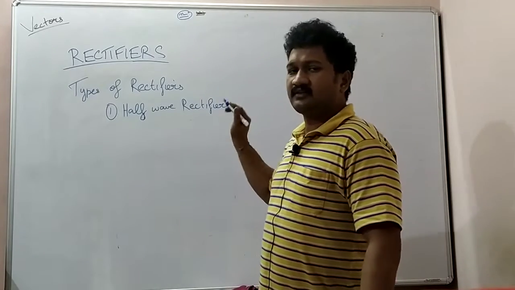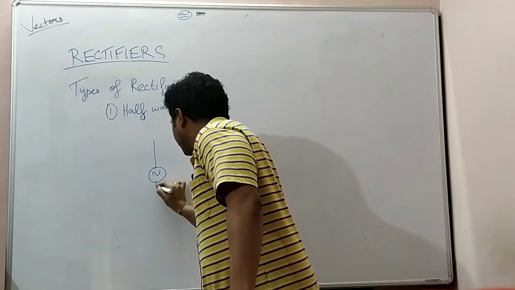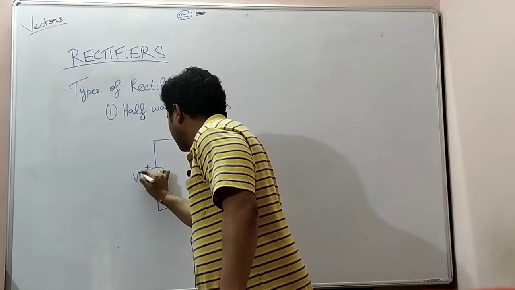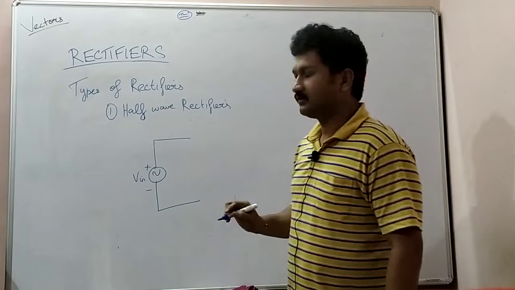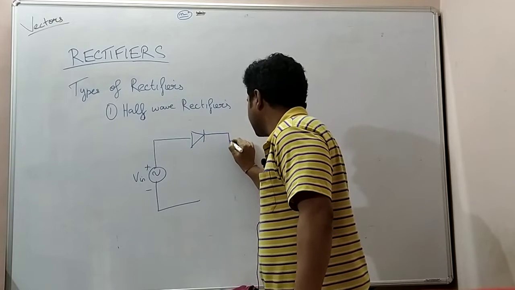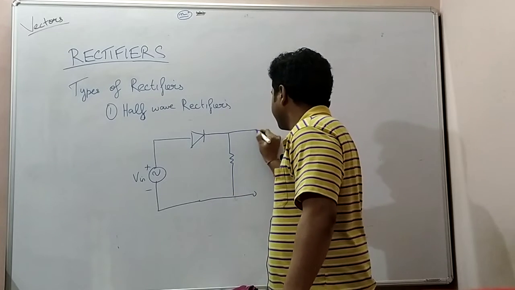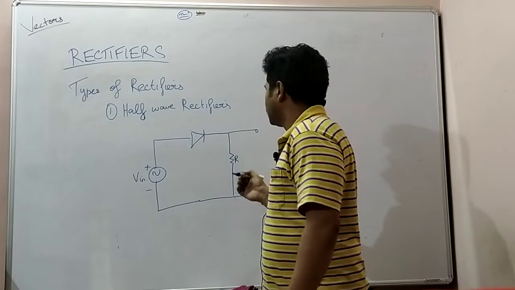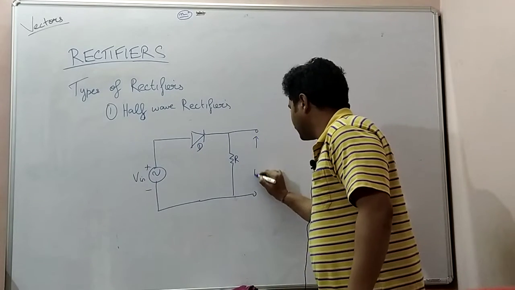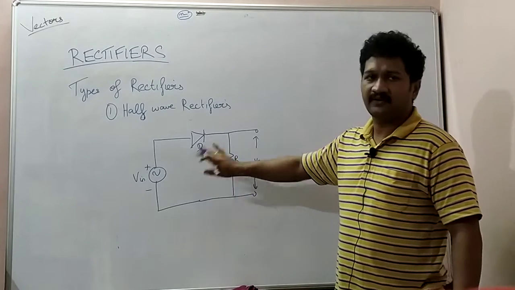So I am drawing the circuit diagram of half wave rectifier. This is the AC input V in and a diode connected in series with the load resistance. This is R, this is diode D. Output voltage is V0. So this is the circuit for a half wave rectifier.